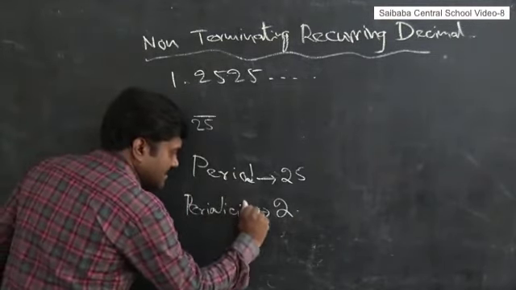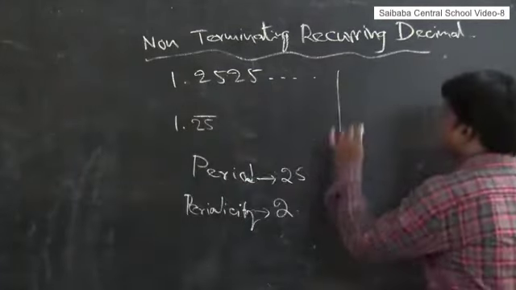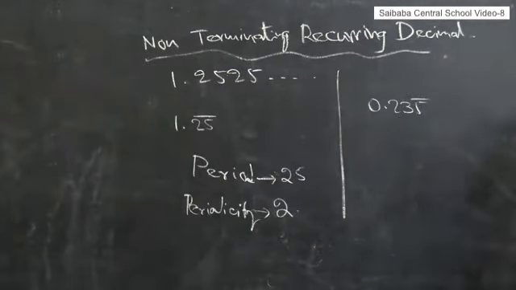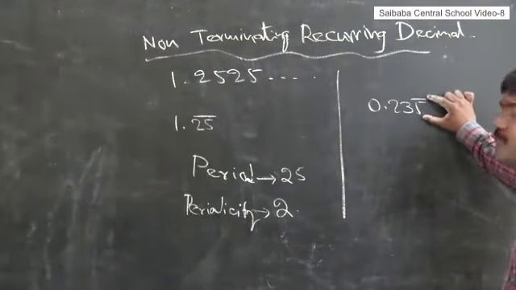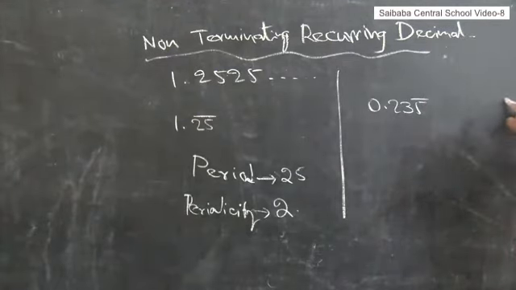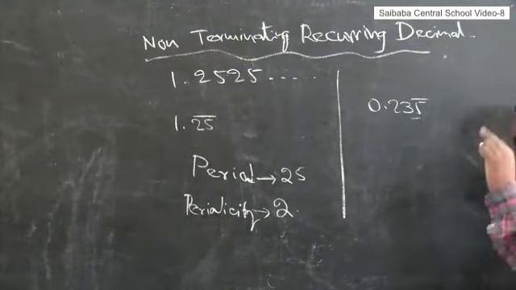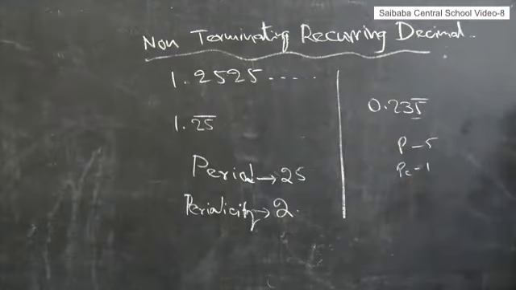Periodicity 2. Okay, now I am giving some more examples. 0.235 with a bar over 5. The bar is there for 5 only. That means 0.23555555. The repeated part is 5 only, so the period is 5. Periodicity, number of digits, is 1. Period 5, periodicity 1.